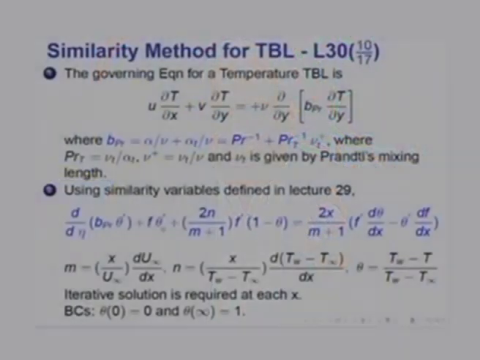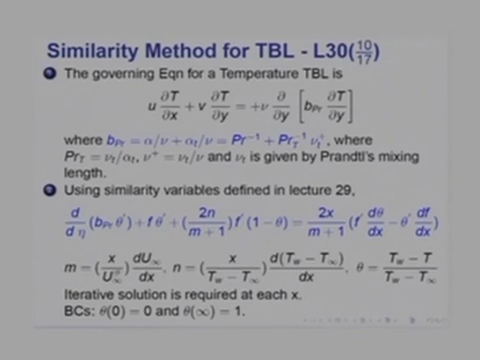In lecture 29, I introduced the similarity variables to be used for turbulent boundary layers, and if we use the same similarity variables, then the equation for the turbulent heat transfer boundary layer would be given by this: d by d eta of b Prandtl into theta prime plus f theta prime plus 2n over m plus 1 f dash 1 minus theta equal to again a function of x on the right hand side. This was also found in the case of the momentum equation, that you get things on the right hand side which are functions of x, whereas the things on the left hand side are essentially functions of eta.